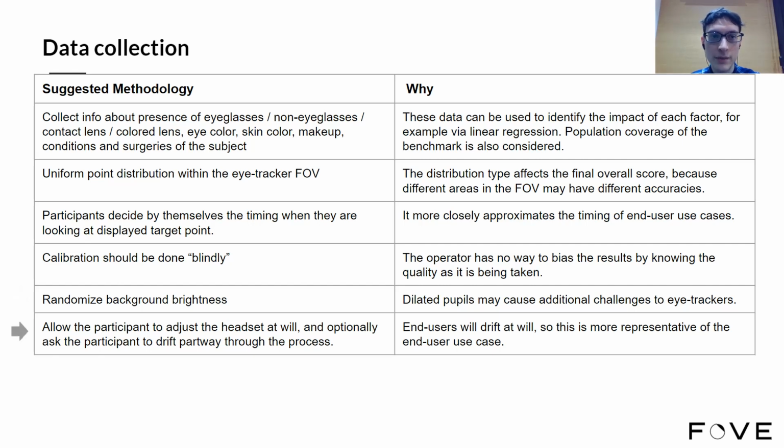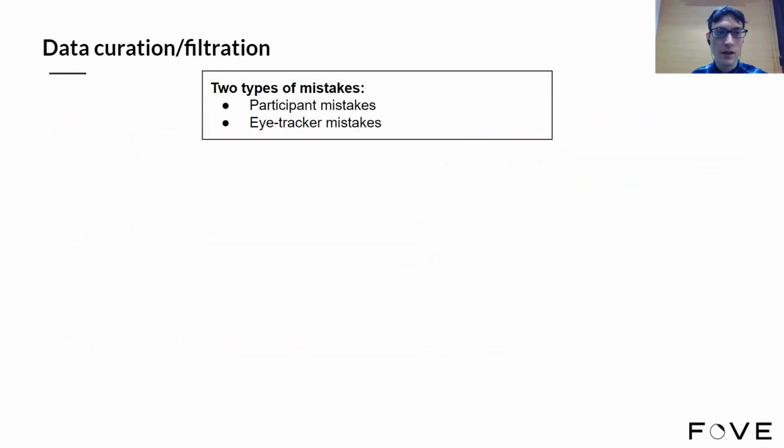Include headset drift. Generally, we allow participants to remount or adjust the VR headset anytime they feel the need to, since the end user may also do so. In addition, the benchmark may optionally include data regarding the eye tracking performance after compulsory headset remounting.